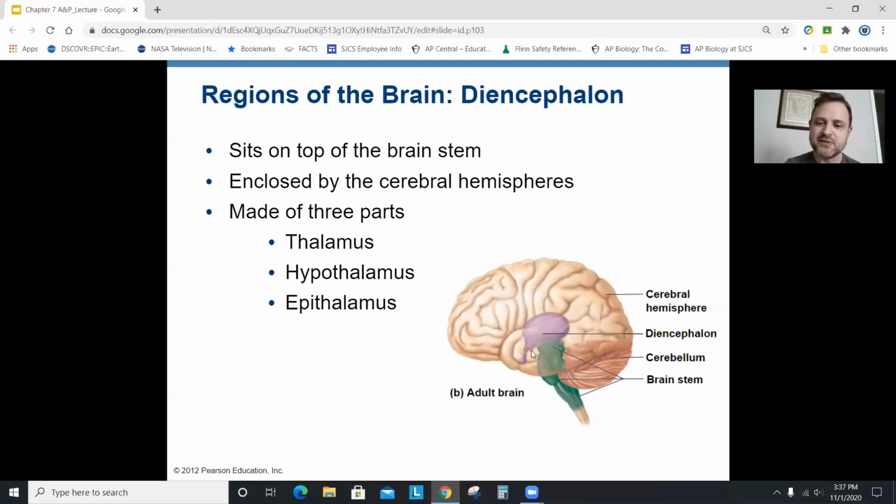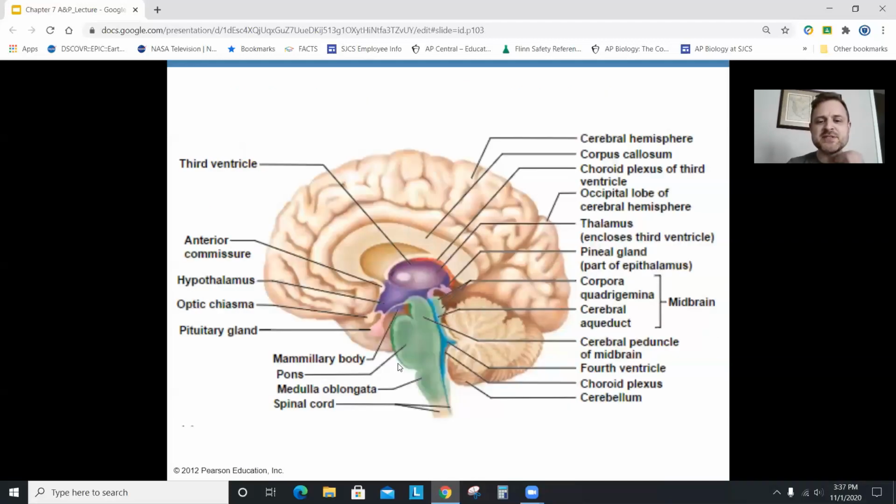In this picture, this purple structure here is the diencephalon, which includes all three parts that are listed here. So this diagram, I know this is a very complicated diagram, but this points out the features we just talked about. So the thalamus, again, is this sort of dark purple region right here. It encloses what's called the third ventricle. We'll discuss ventricles in a minute.